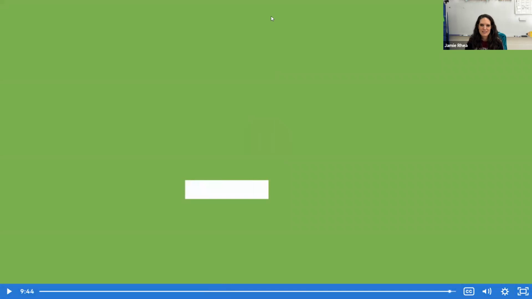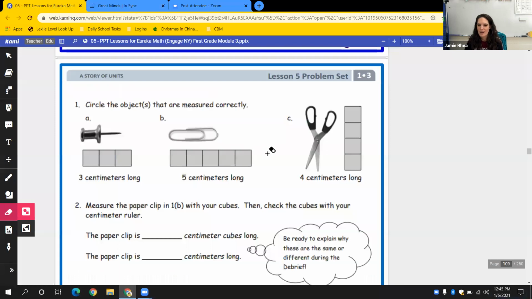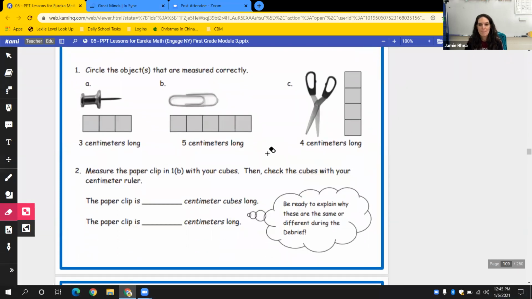Okay, friends, let me get out of here and go here. All right, so she said today that our must-do problem is number 1. But if you have a ruler at home that has centimeters on it, or if you made your centimeter strip out of paper, you can use that too, and you can try number 4, okay? But if not, number 1 is the one I want you to do. So let's look at number 1. It says circle the object or objects that are measured correctly.